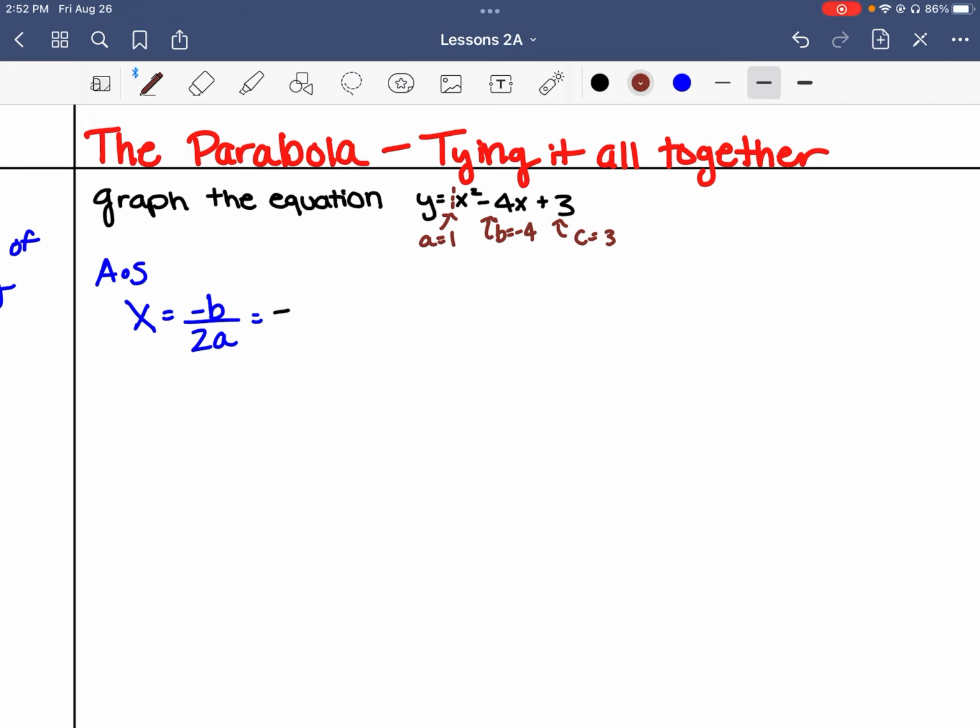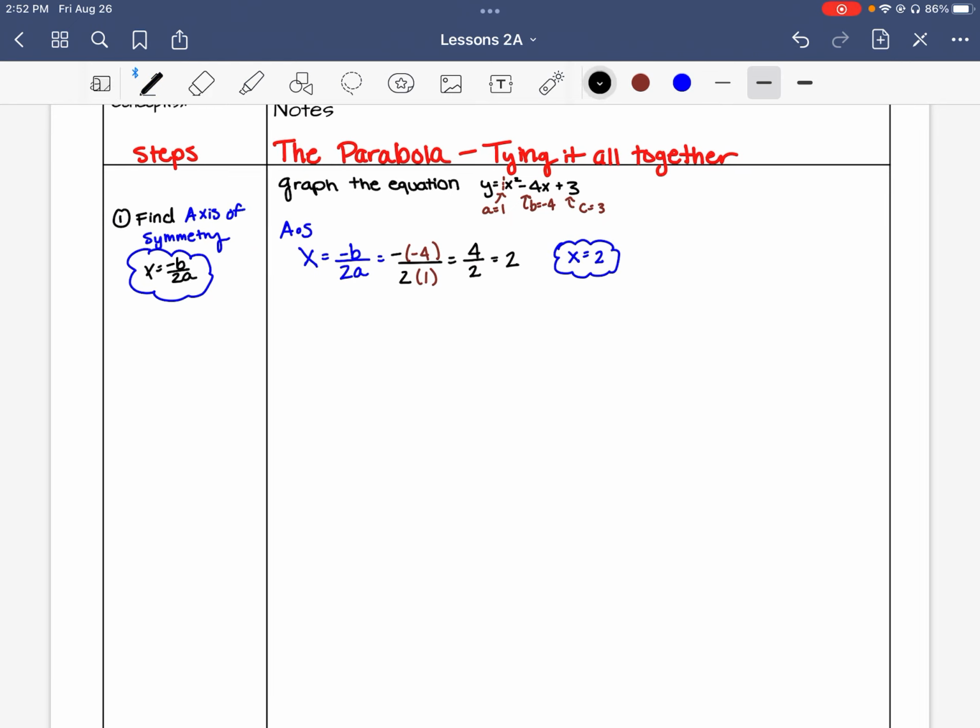So I'm going to go ahead and plug this in. Negative of my b, which is negative 4, all over 2 times my a, which is 1. Remember that a negative and a negative makes a positive. 4 over 2, which gives me 2. So my axis of symmetry is x equals 2. So that's step 1.